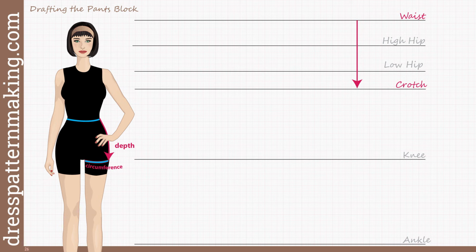Again, you want to note the depth measurement, which is the crotch depth, and we want the circumference, the thigh circumference. Now your knee depth and knee circumference. Make sure you measure again down the side from the waist to the mid-knee. For the circumference, make sure your knee is fully bent so you can sit comfortably in the pants.